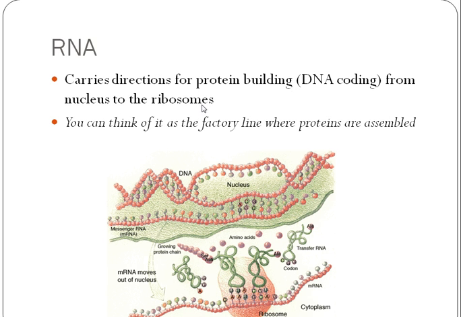RNA carries the directions for protein building from that DNA. So let's say you have a gene for blue eyes. The RNA carries that coding out to the ribosome where that protein that makes your eyes blue is built. You can kind of think of it as a factory line where the proteins are assembled. So here's DNA, it uncoils, messenger RNA matches the coding, takes it out, brings it to the ribosome, and these transfer RNAs bring in the amino acids and put them together in the right order.